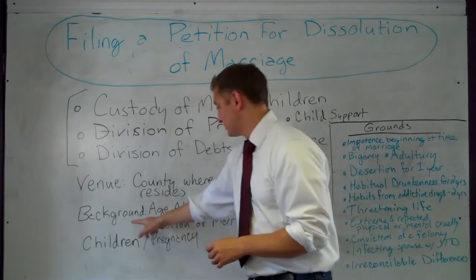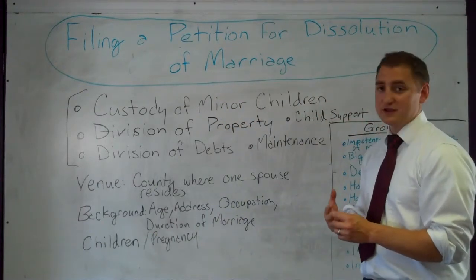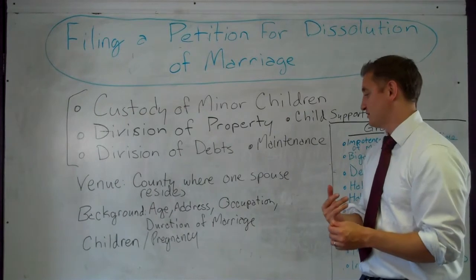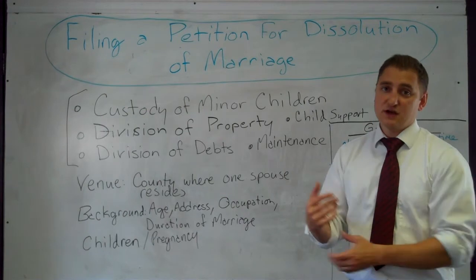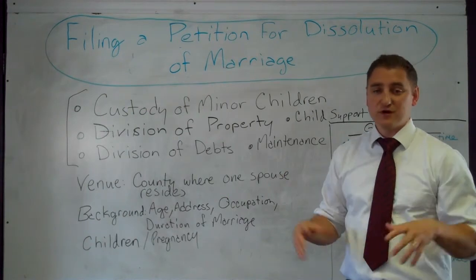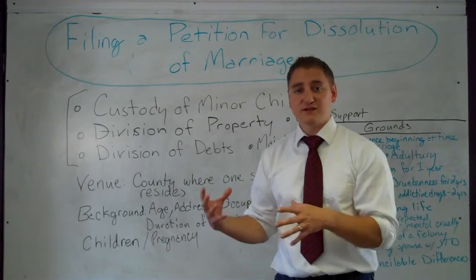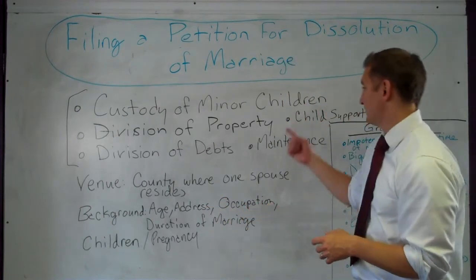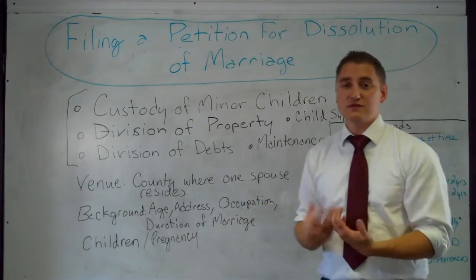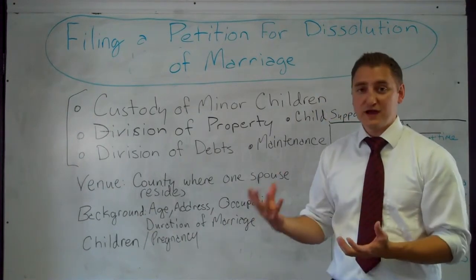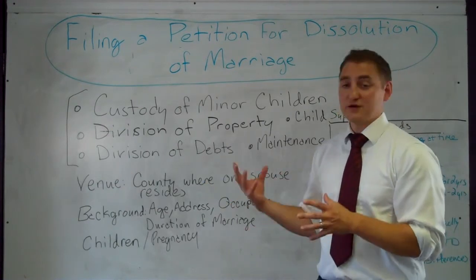They also lay out some background in the petition. You need the age, address, occupation of each spouse, the duration of the marriage. It's kind of like a get-to-know-you document for the judge. People ask, why do they have to put all this information into the petition? But the judge is going to be making some really fact-based decisions about these issues we discussed, child custody, division of property, etc. And in order to make those decisions, he's got to weigh a lot of factors, and he needs to really know the background of the parties and the background of the marriage.